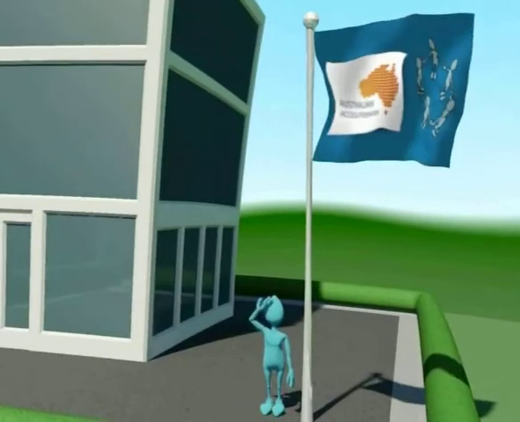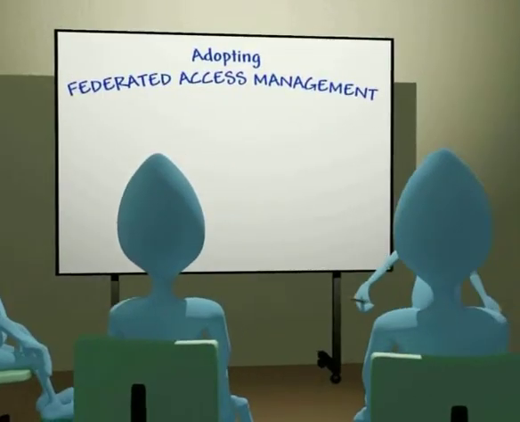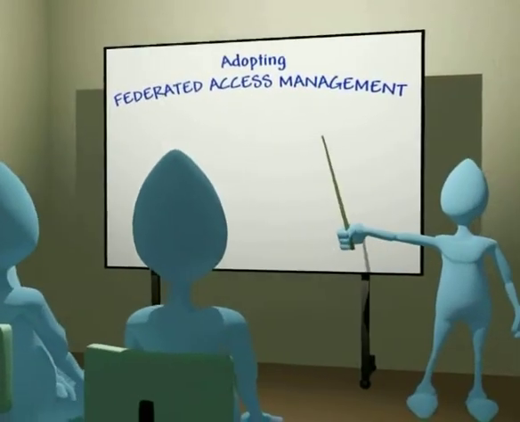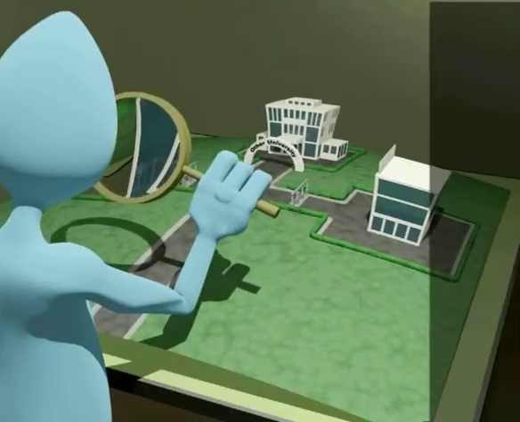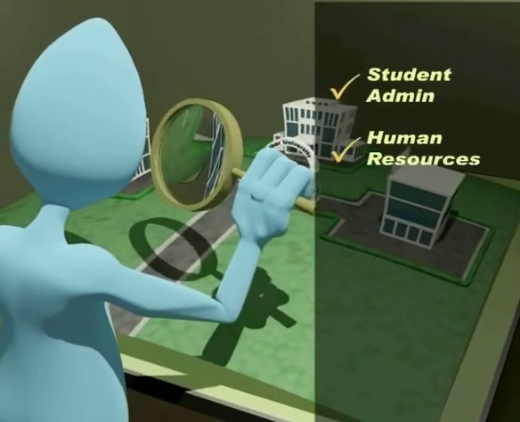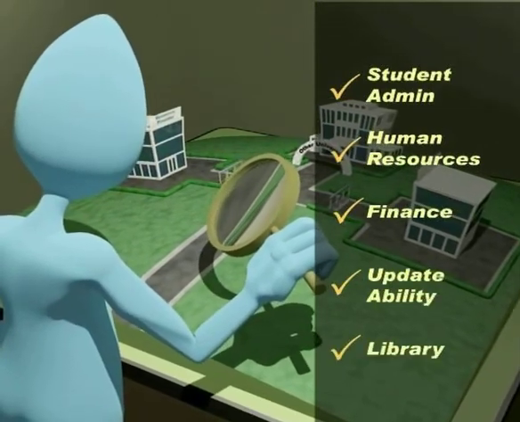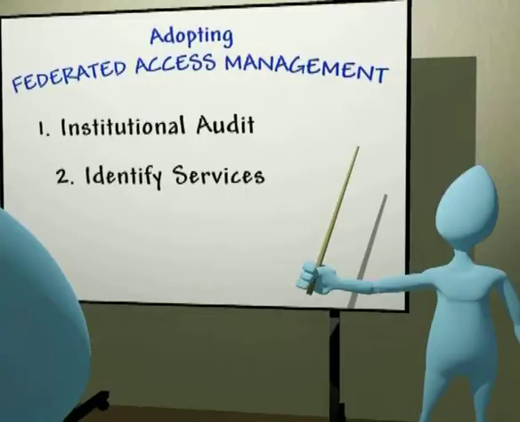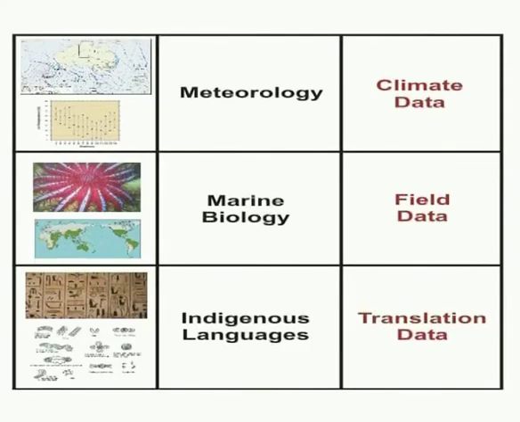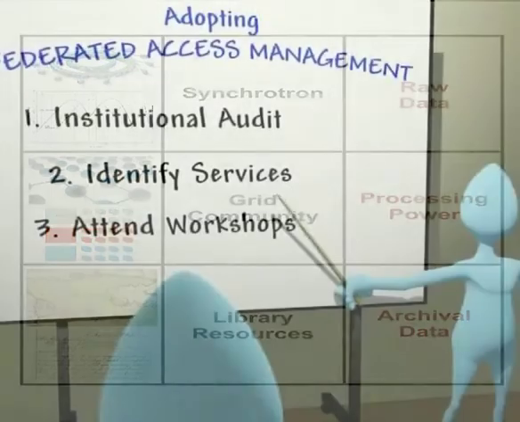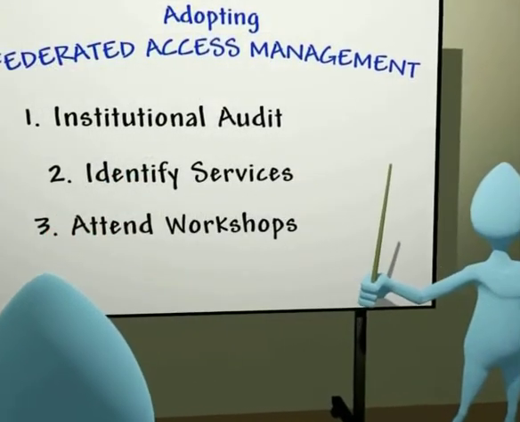So, what would your institution need to do in order to join the Australian Access Federation? Institutions need to do a number of things. These include assessing your current ability to manage identities, and determining the authoritative source of identity information for your institution. Identifying services or resources at your institution to make available to the Federation community.